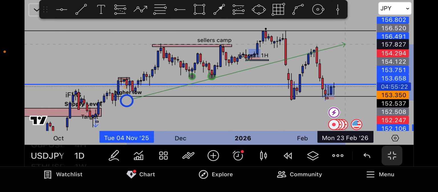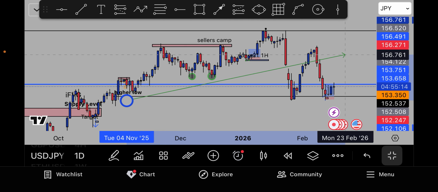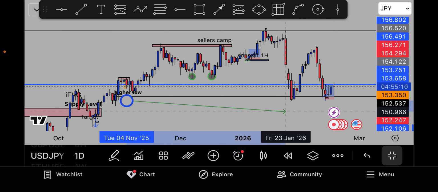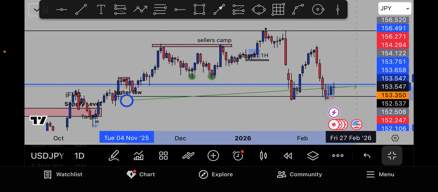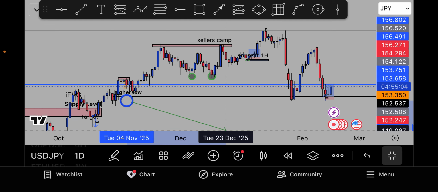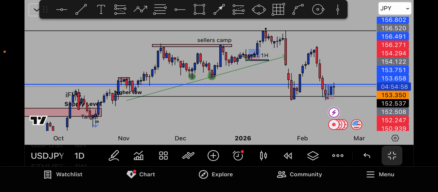If you haven't noticed, price will always be on the right side of the chart. We're looking at USD JPY on a daily time frame. Currently, price is sitting somewhere around 153.35 right here. And at the bottom of the chart, you will always find your date and your time. Okay, simple, right?